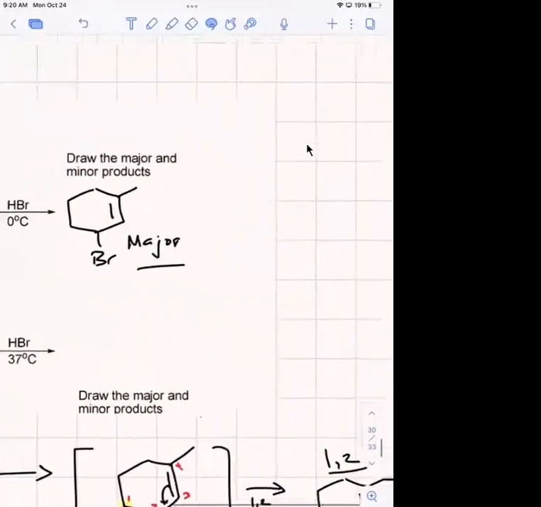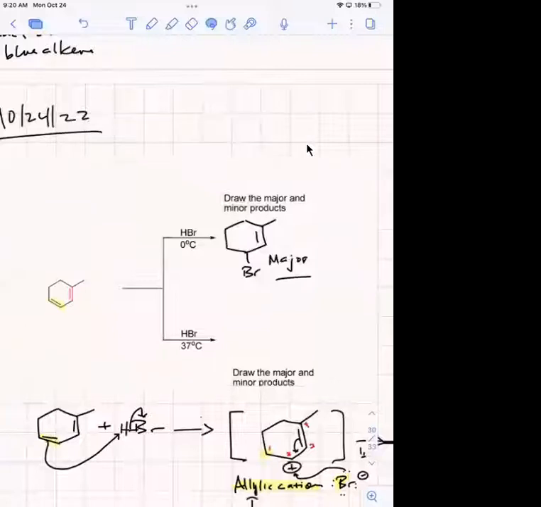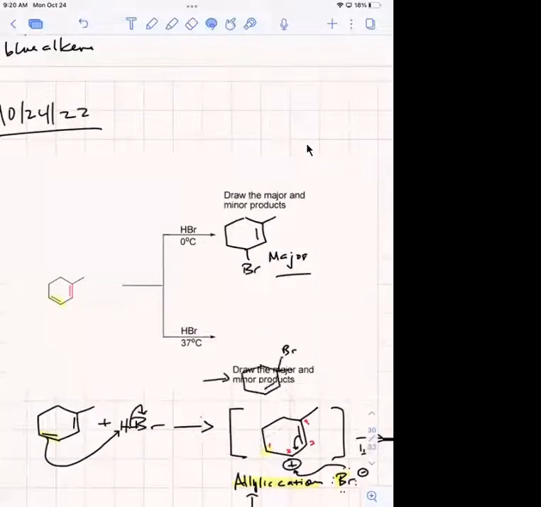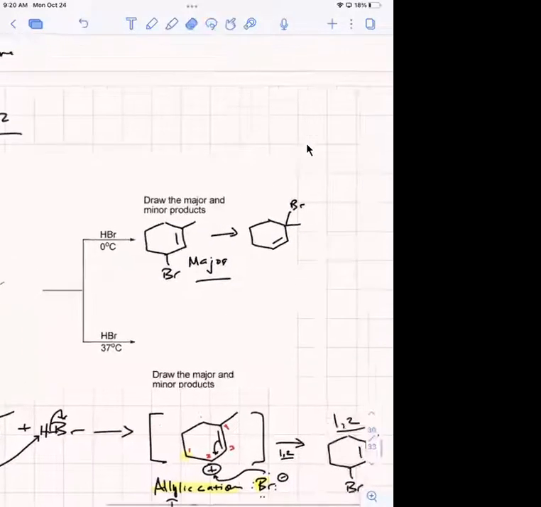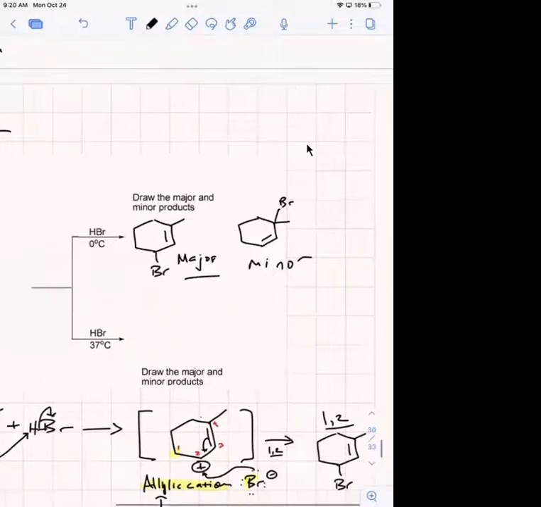under kinetic conditions, which is low temperature conditions, the 1,4 product is going to be slower, right? So that's going to be your minor product. And then if you do it at 37, it's going to flip-flop. The minor product is going to become the major product because there's more energy available to access it. And then the major product at 0 will be the minor product at higher temperatures.